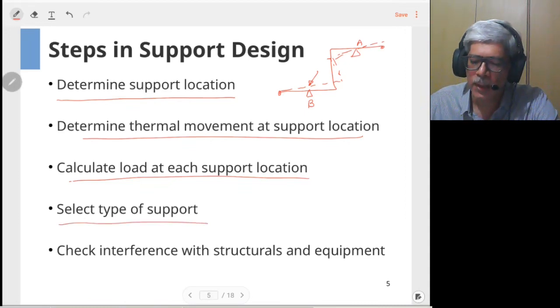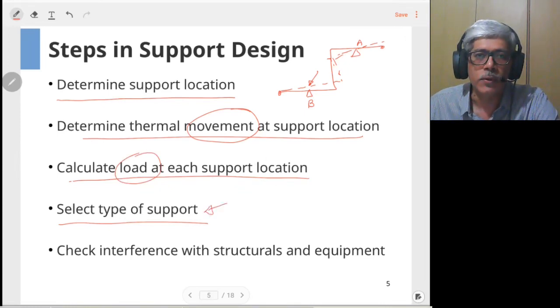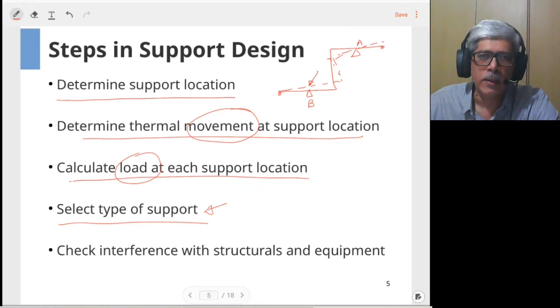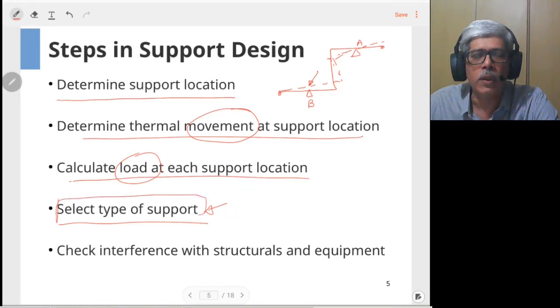Once you know the movement at the support, how much displacement is there at the support and in which direction it is, and what is the load coming at the support, you can select which type of support to be used. In the next slide, we are going to see what are the different types of support. We have to select the type of support based on the load and movement, or using a specific type of support, you can control the movement in a pipeline. Either way, you have to select the type of support once you get a general idea about how your piping system is behaving.